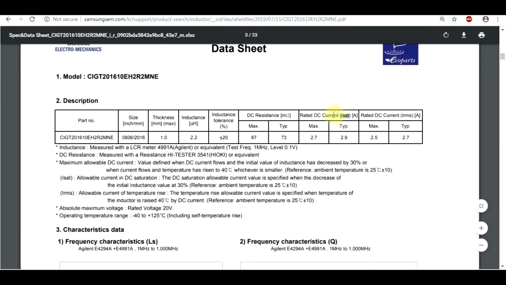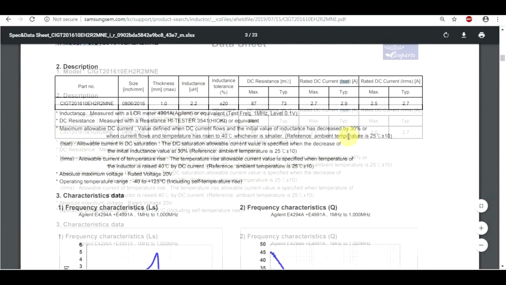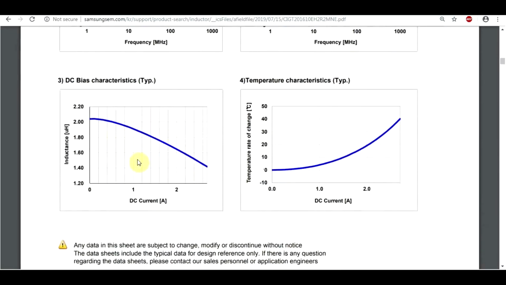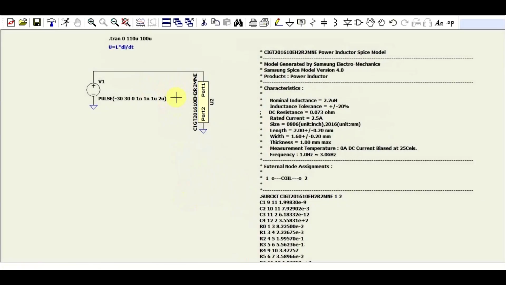And this ISAT, so the saturation current, refers to the current at which we are losing too much inductance. Now, do we see this in the model? Well, to find out, I prepared this setup.